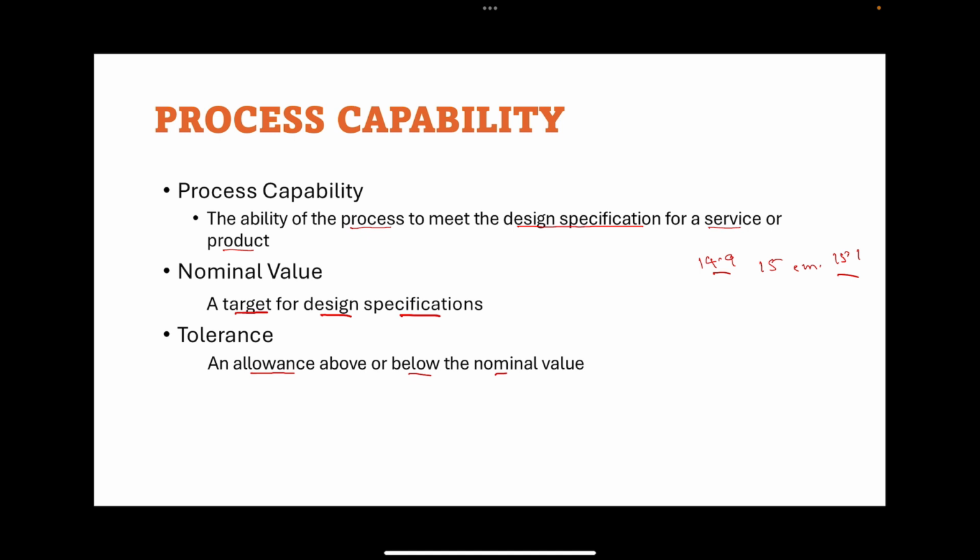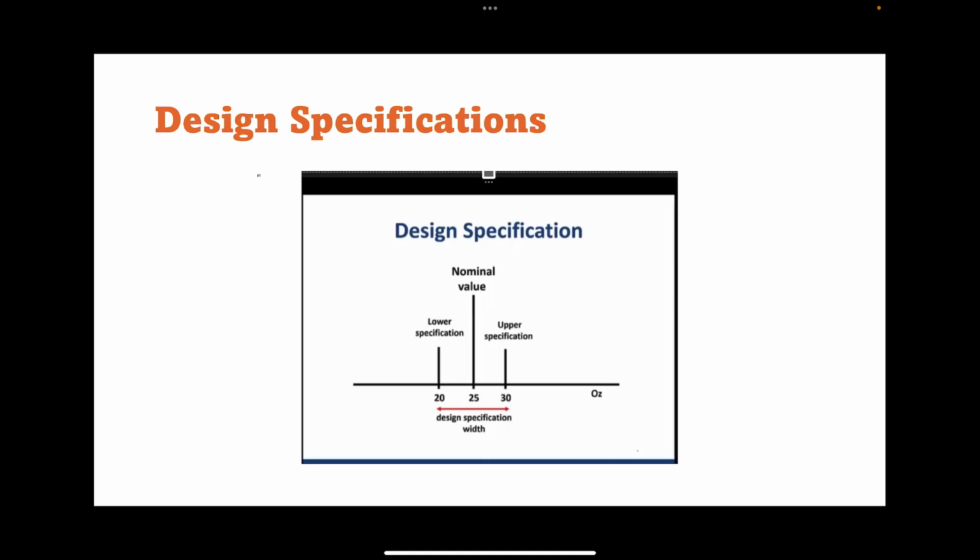So we will define some numbers to show this process capability. Let us look at this design specification in detail. Just like the last example, we have a nominal value. So 25 is your nominal value, and the upper specification is 30 and the lower specification is 20. These are the two limits. That means we need to manufacture between these two limits. If you manufacture outside this limit, that will be rejected, and it shows that the process is not capable.